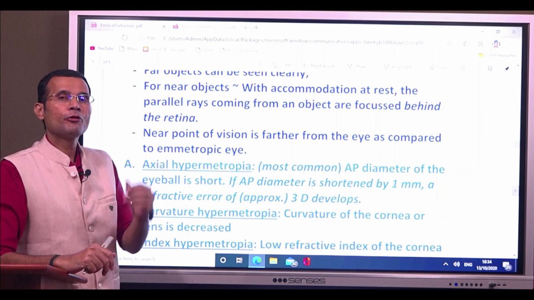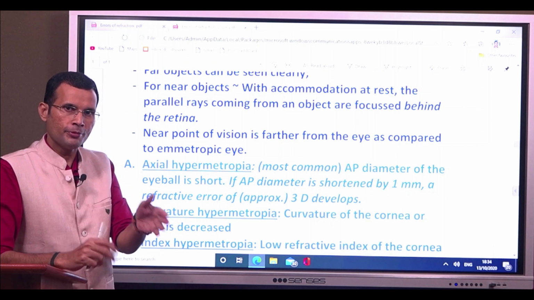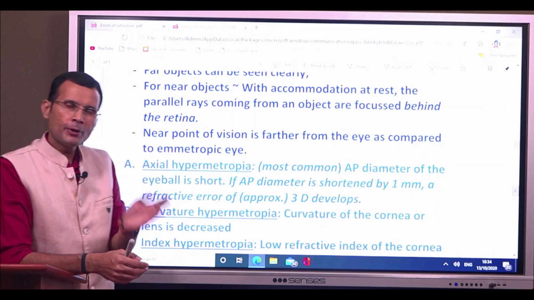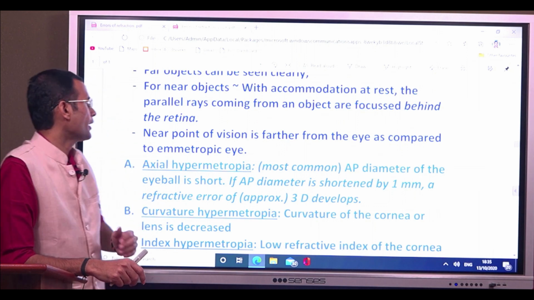I already mentioned it. For myopia, the light rays focus in front of the retina, where image is formed there in front of the retina. For hypermetropia, the image forms behind the retina, beyond the retina.